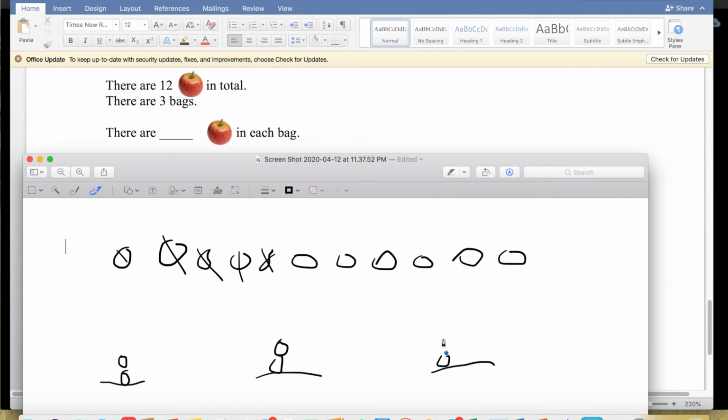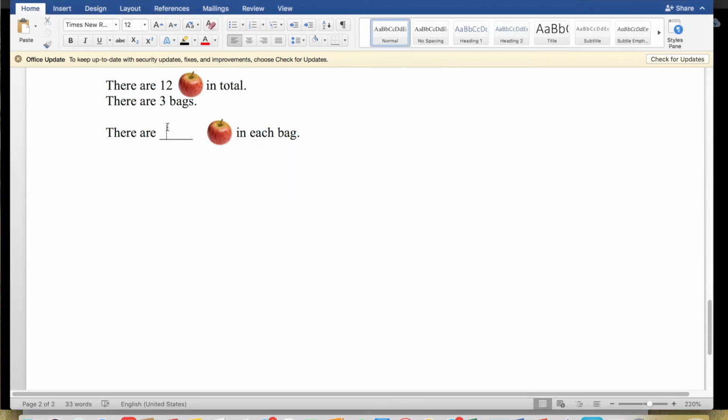I don't lose count. So how many circles or how many apples do I have in each bag? Remember, my lines represent my bags. The circles represent the apples. How many do I have in each bag? So my answer here would be 4.